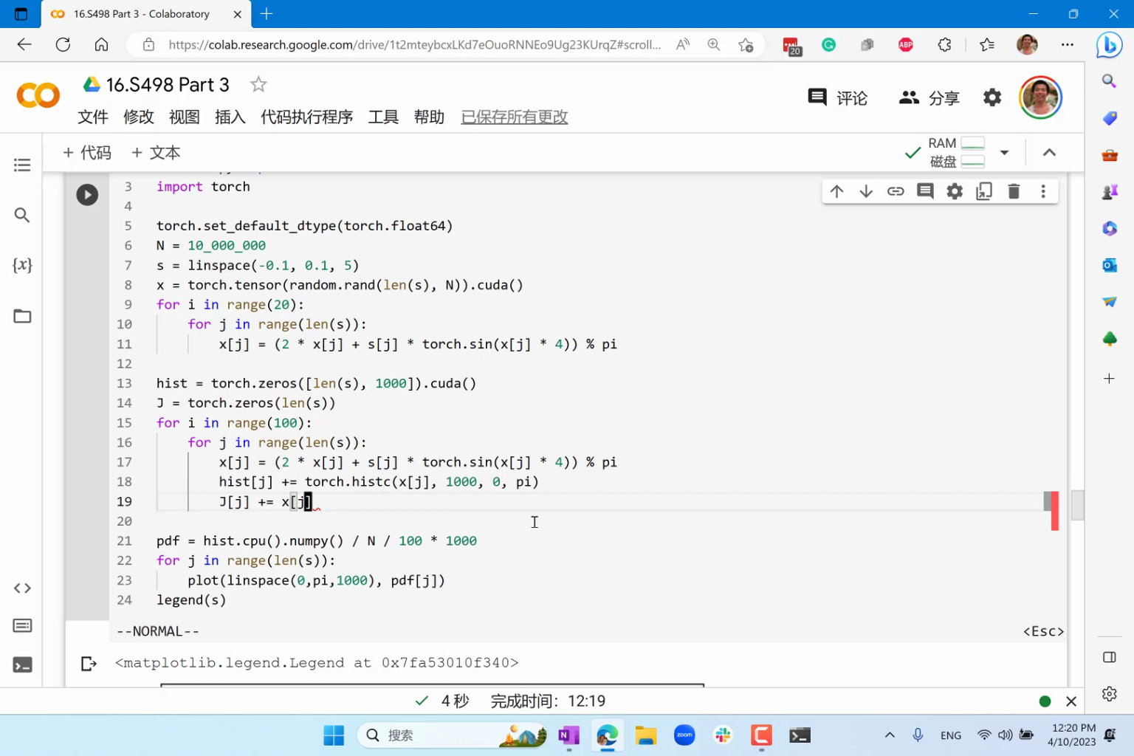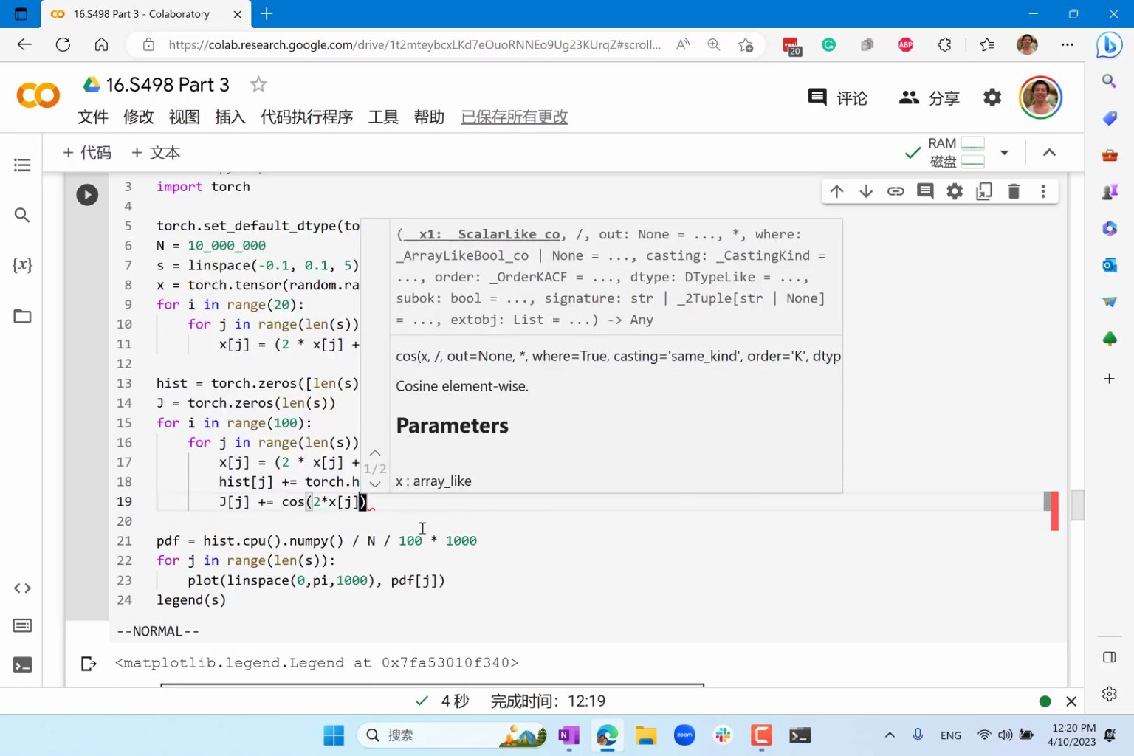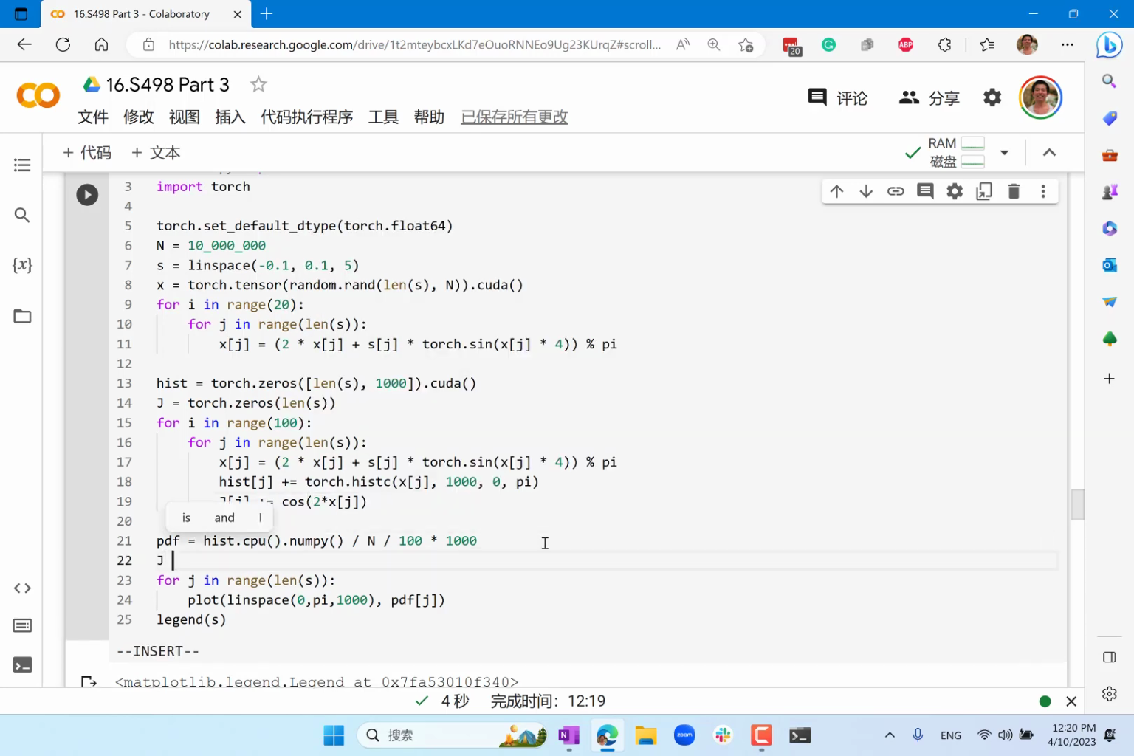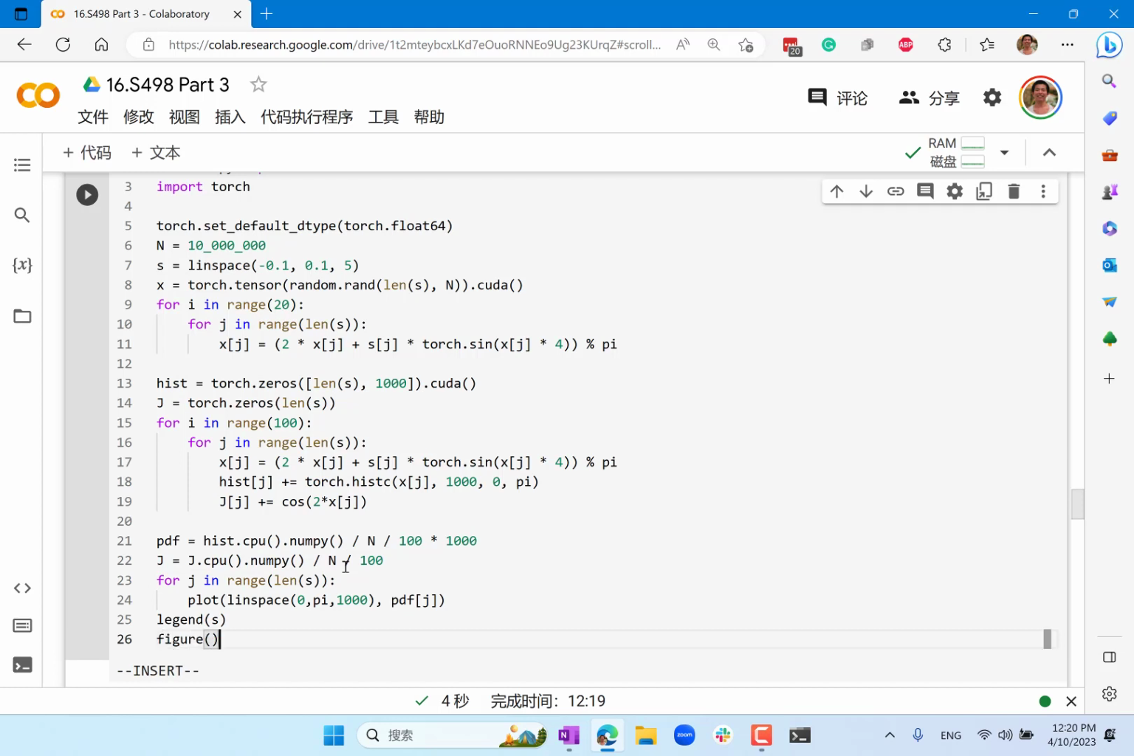my xj. Now I'm going to be taking the cosine of 2 times xj as my objective function, right? And then my j is going to be equal to j.cpu().numpy(), again divided by n and divided by 100, which is the number of time steps. Now this doesn't have the multiplication by 1000 because it's not a histogram. Okay, then I'm going to take another figure and plot s and j.